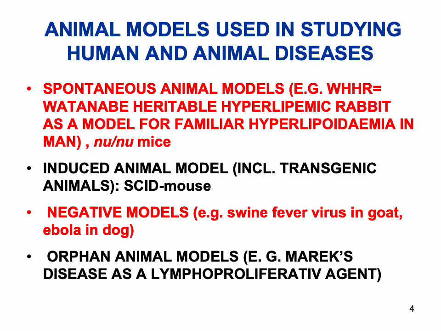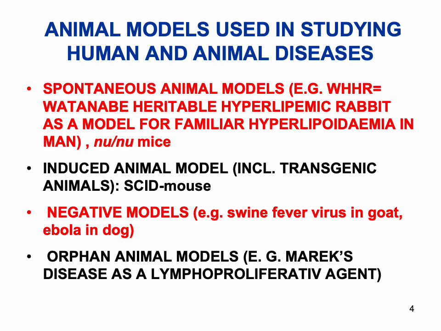Animal models used in studying human and animal diseases can be classified in four groups. The first is the spontaneous animal models, for example, the Watanabe heritable hyperlipemic rabbit, as a model for familial hyperlipidemia in man, or the nude mice for a series of human diseases. We have the induced animal models, including the transgenic animals, and the immune-deprived severe combined immune deficiency mouse for the study of human HIV problems.